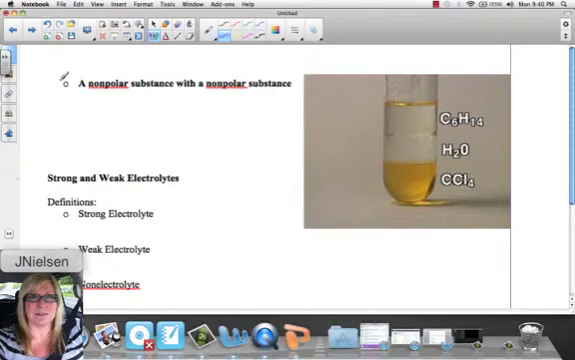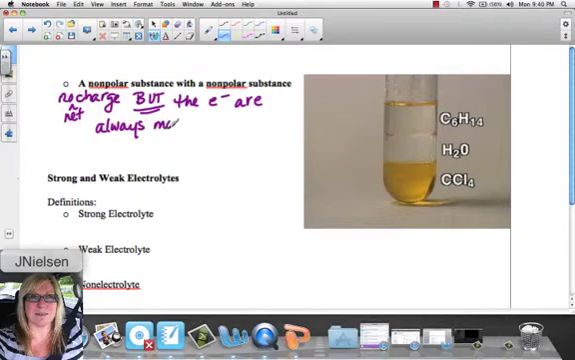Okay, let's talk about a nonpolar substance with a nonpolar substance. So nonpolar means that there's no charge. Okay, because there's equal charge distribution. I should say no net charge. But the electrons are always moving. And because of that, we get temporary areas of charge.